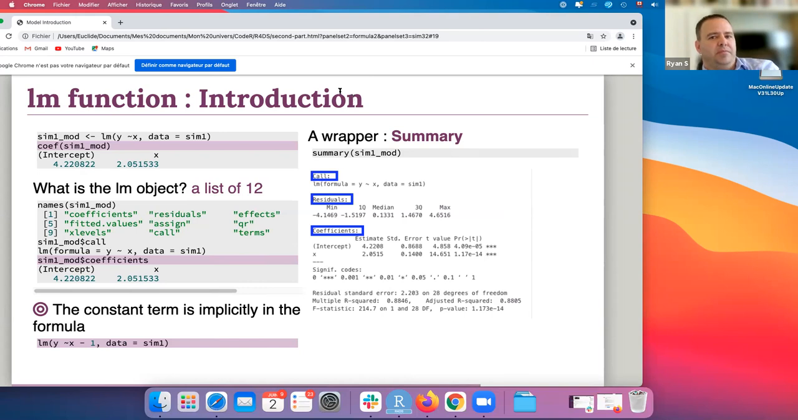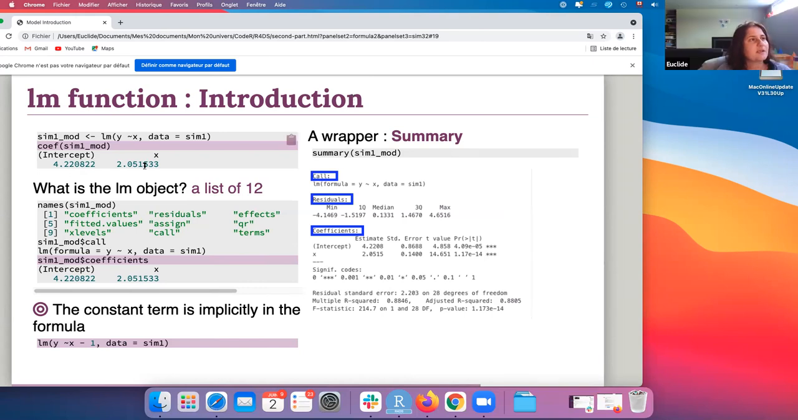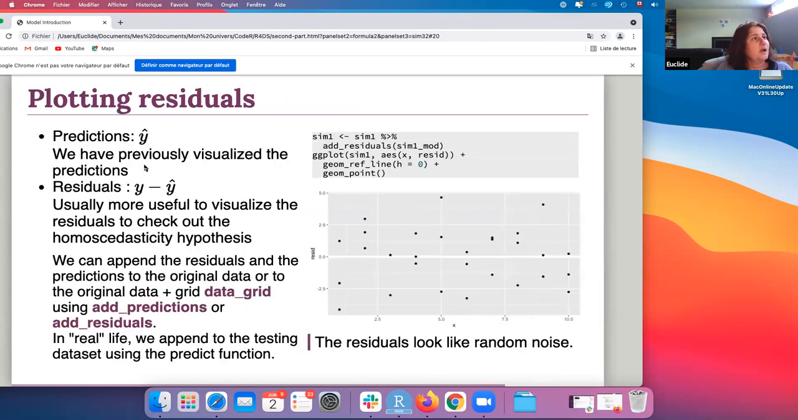Yeah, it's what we have: the intercept, and the coefficient. The book also plots the residuals, which could be interesting just to check out. They look nice, like random noise. And what is interesting, mostly, is just to learn about data grid.